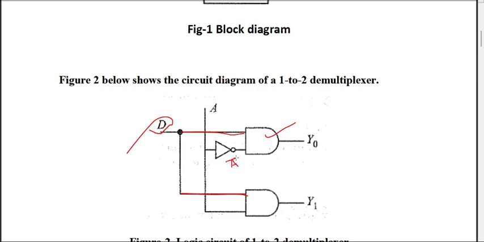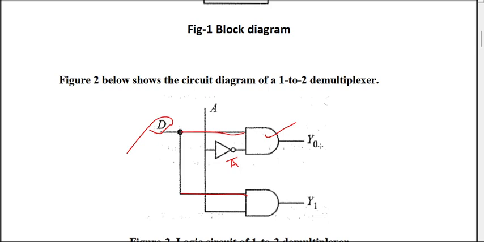So what will happen when A is equal to 0? When A is equal to 0, the lower AND gate, corresponding to Y1, is disabled. So whatever the value of D, the output of the lower AND gate will be 0. Since A is equal to 0, A bar is equal to 1, which means the upper AND gate is enabled. So the output Y0 is generated depending upon the value of D. If D is equal to 0, Y0 will be 0. If D is equal to 1, Y0 will be 1. So the value of D is directed to the upper line, Y0, since A is equal to 0.